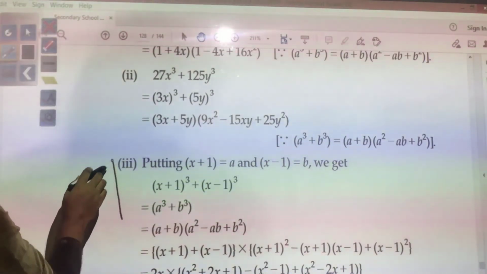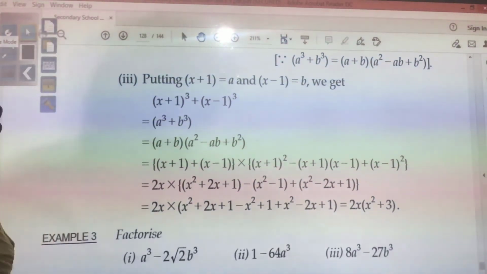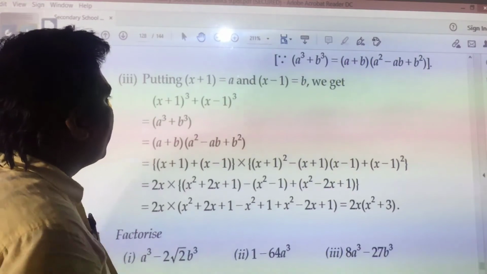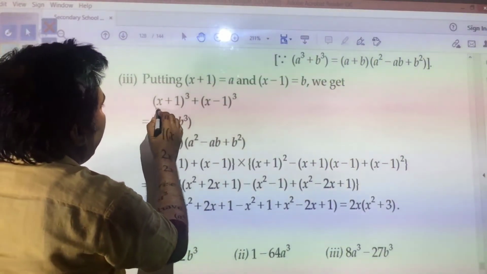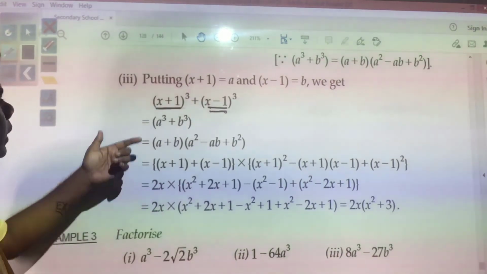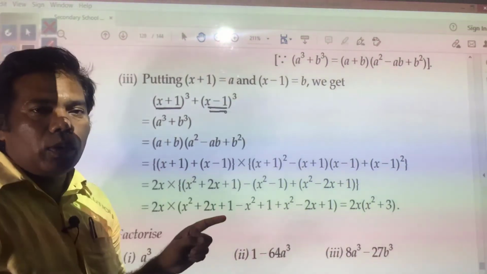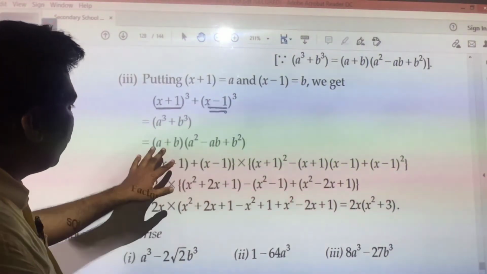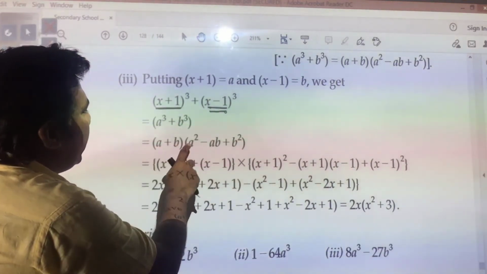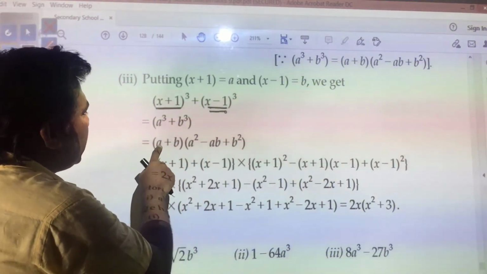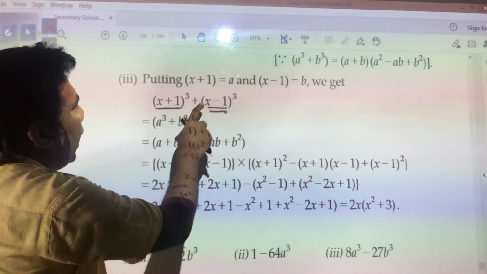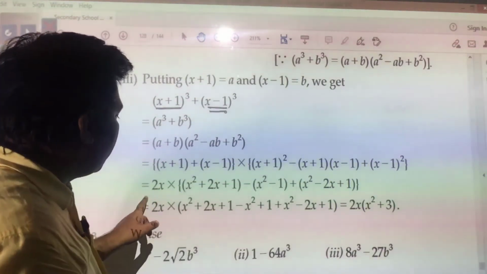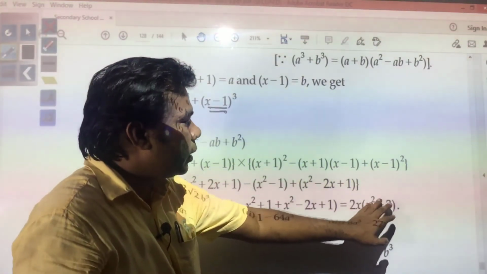Next, we have (x plus 1) whole cube plus (x minus 1) whole cube. Again, you can directly write this in the formula, since you have a cube plus b cube. Suppose this is a and this is b. So, this will be (a plus b) into (a square minus ab plus b square). In place of a, x plus 1 is required to be put, and in place of b we need to put x minus 1. If you simplify this, finally you will get 2x into (x square plus 3).